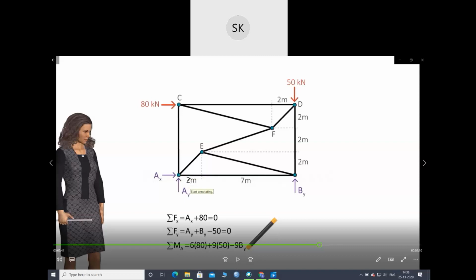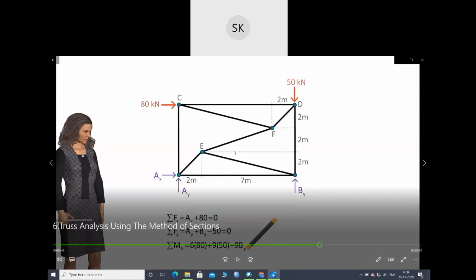6 into 80. This force is 80, and the distance will be 2 plus 2 plus 2, that is 6. So 6 into 80 plus this 50. This 50 is acting at a distance of 7 plus 2, that is 9 meter. Minus, these are giving clockwise moments, so they have considered clockwise as positive, and BY will give a negative moment, so they have taken minus 9 into BY.